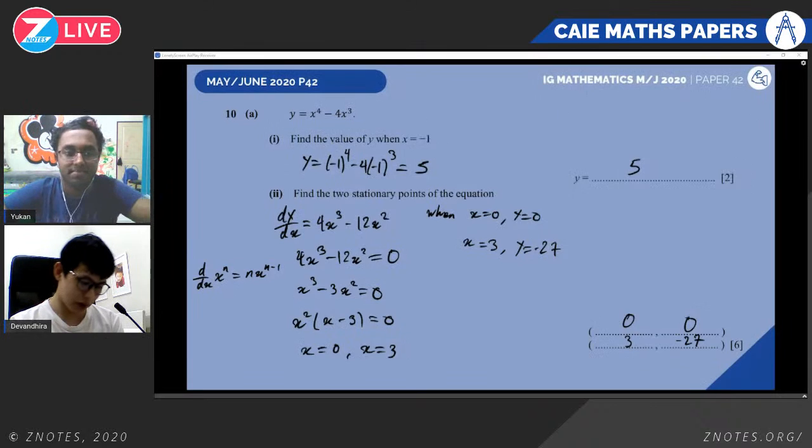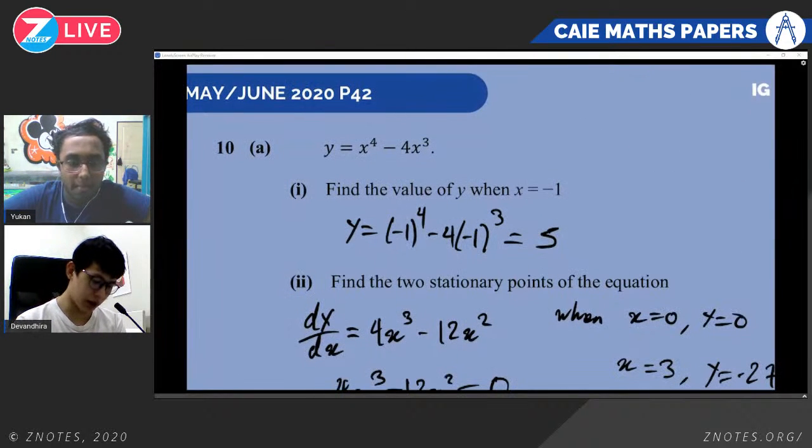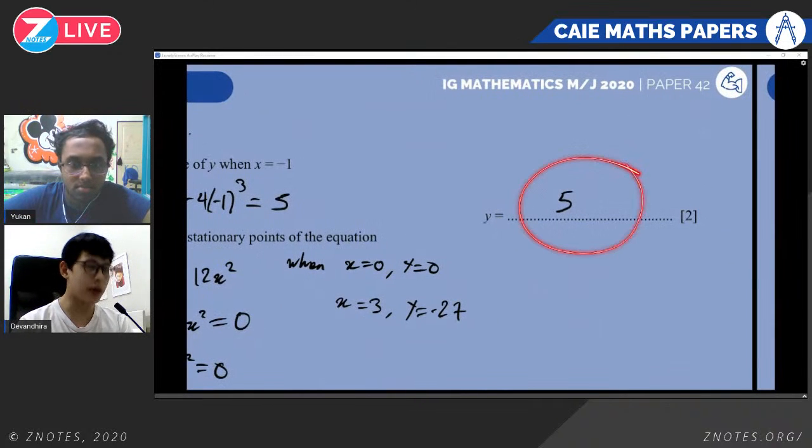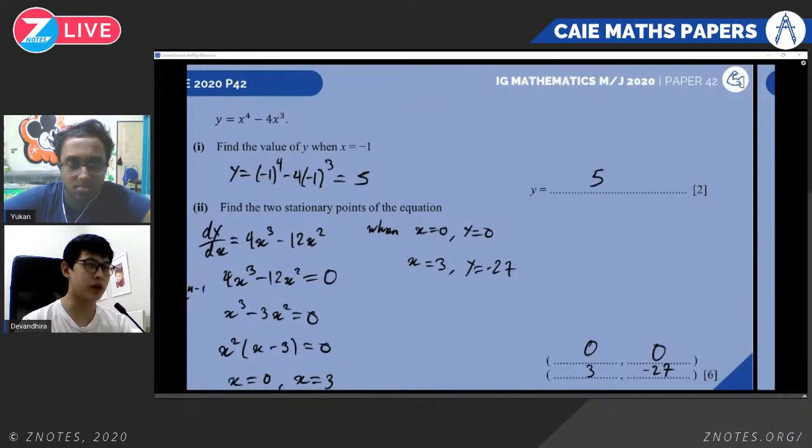So we have y is equal to x to the power 4 minus 4x cubed. Find the value of y when x is equal to minus 1. This is actually a new syllabus where calculus is introduced in IGCSE Maths. Just have to put x as minus 1. Just put it here. Bam, bam. You can put this in your calculator, and you should get 5. And you get your 2 marks. Wow, imagine you just have to put minus 1, you get 2 marks. Easy.